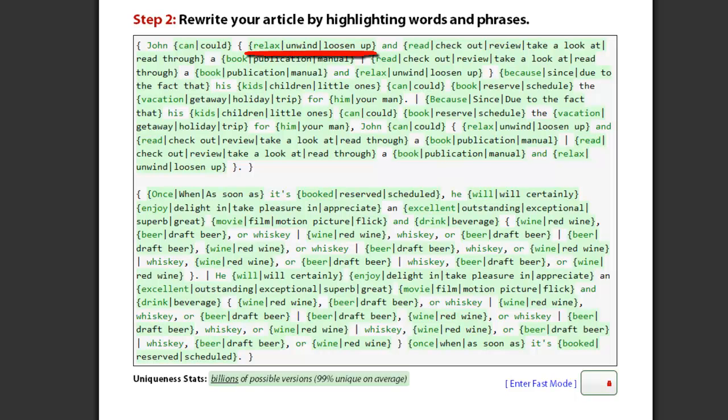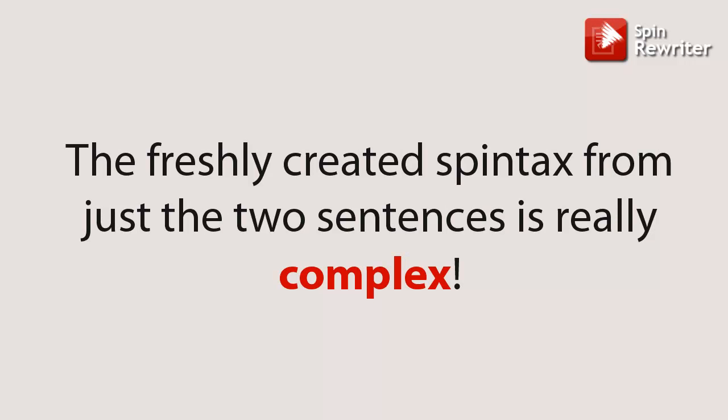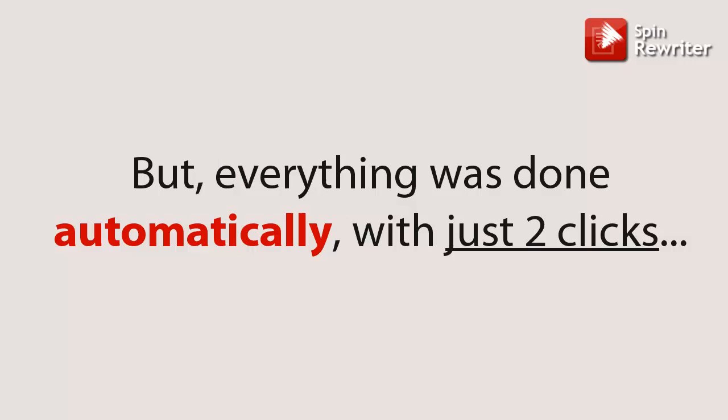That's because it understands the meaning and the actual role inside a sentence of every single word. Spin Rewriter also recognized the difference between singular and plural nouns. John is able to relax, but his kids are able to book the vacation. As you can see, the freshly created spin tax from just the two sentences is really complex, and all this was done 100% automatically for us, with exactly 2 clicks.